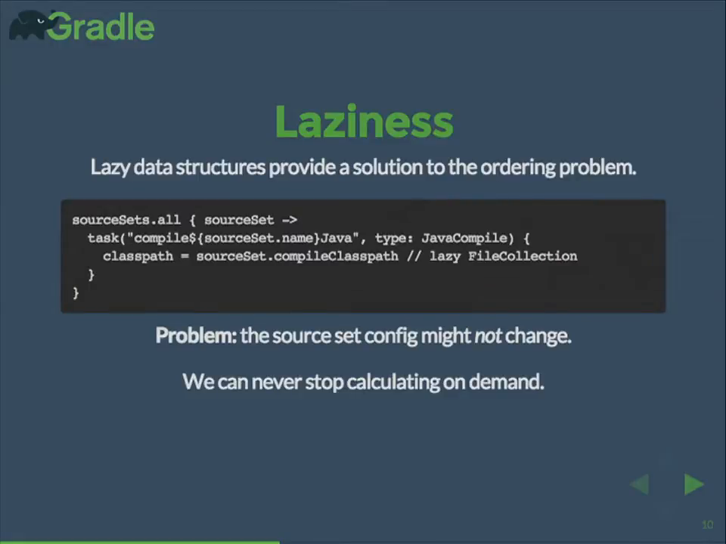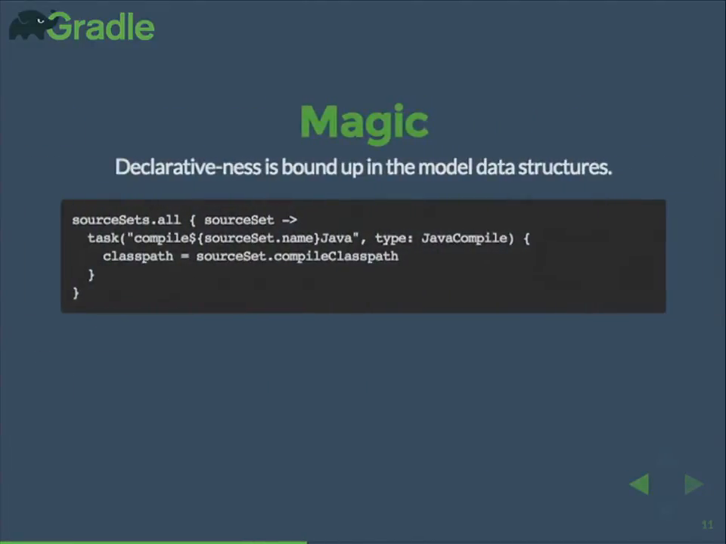So too lazy is probably not the right term here; not smart enough is maybe better. Another really interesting one on the magic side of things, there's very little information that Gradle can meaningfully extract from this piece of code. The relationship between that task and the source set that it's derived from is effectively lost to us.